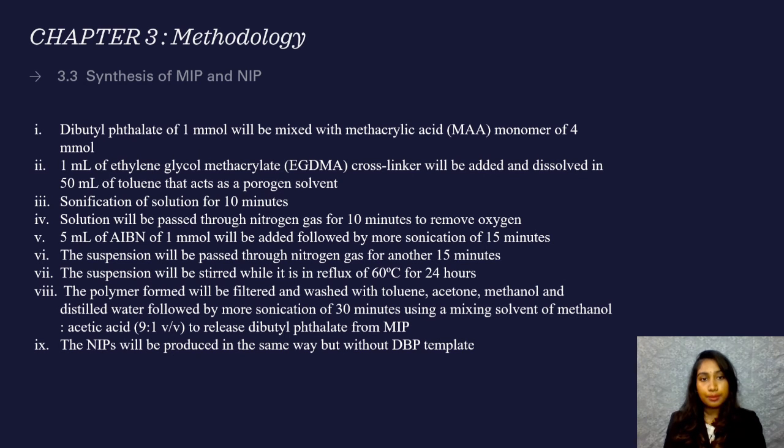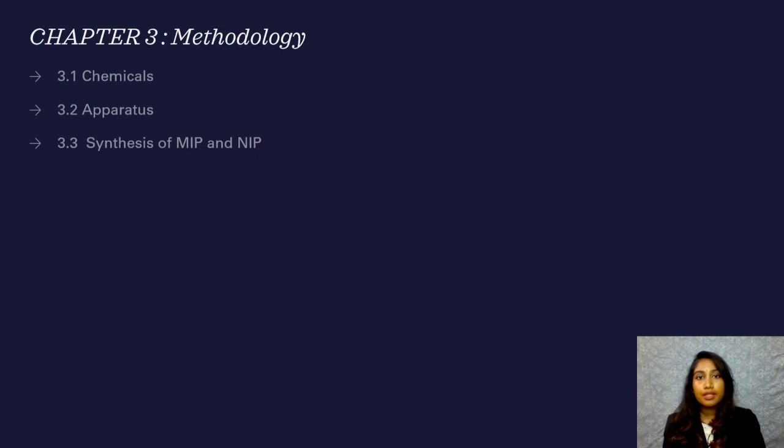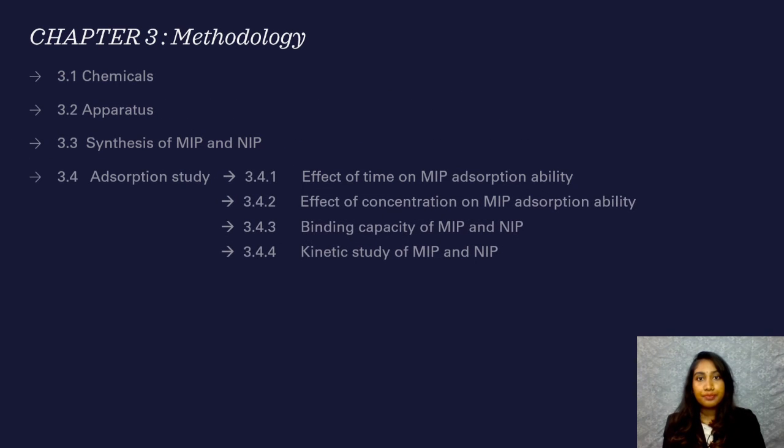Next up is 3.3, which is synthesis of molecularly imprinted polymers and non-imprinted polymers. This is the method to synthesize the MIPs and NIPs. It is via precipitation polymerization modified based on procedures in Fauzia et al. 2021. Next up is 3.4, which is adsorption study. Here, what parameters are studied and how they will be discussed is explained. MIPs will be characterized based on effect of time on adsorption ability of MIP, effect of concentration on MIP adsorption ability, binding capacity of MIP and NIP, and kinetic study of MIP and NIP.